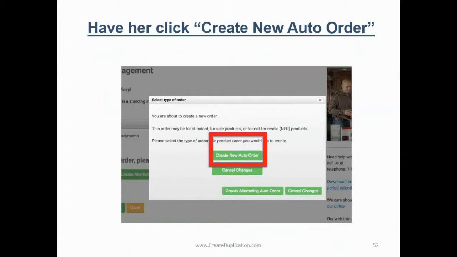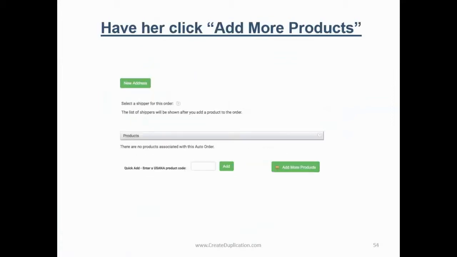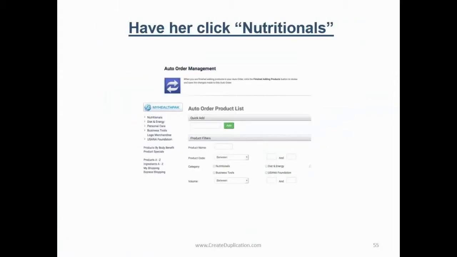So once you've done that, then you're going to scroll down, and once you've clicked on create new auto order, you're going to see this page. It's just a bunch of stuff, and right now, I want you to scroll down to the bottom where it says Add More Products. When you click on Add More Products, once you've clicked on that, it's going to take you to a place where you select your products.